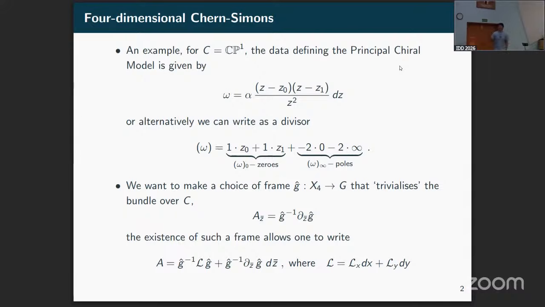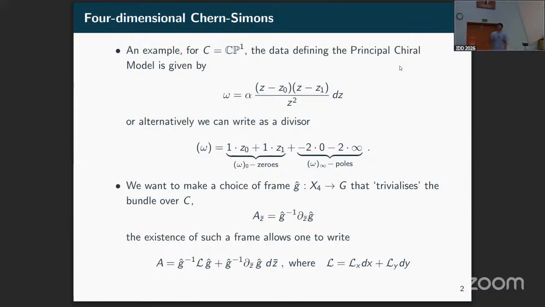We don't just have this, though. We need another ingredient for 4D Chern-Simons theory. We need a choice of frame for our principal fiber bundle that our connection is going to live on, which trivializes the bundle over C. Essentially, this means there exists a frame such that the z-bar component is a pure gauge. With a formal gauge transformation we can go from our connections to write it like this, where this L is suggestively written, L purely has legs along the space-time direction.